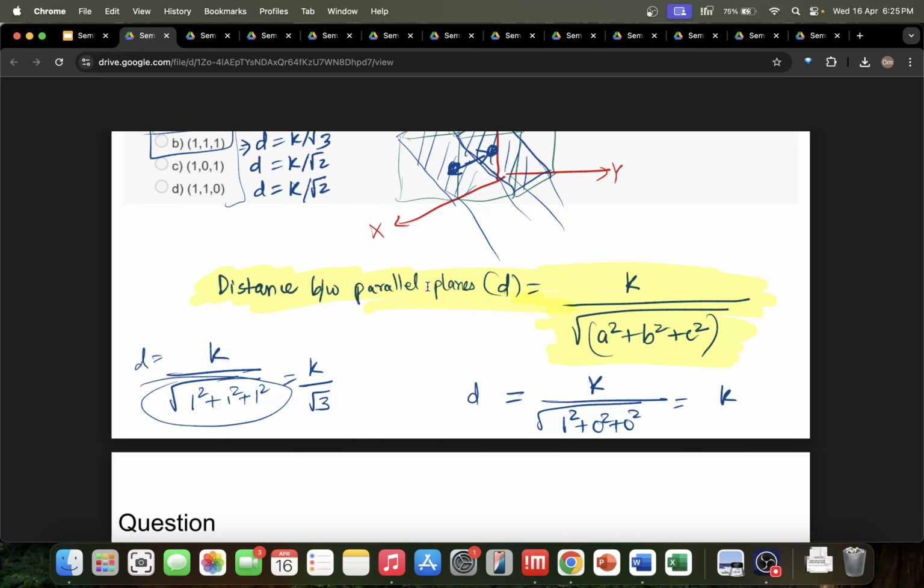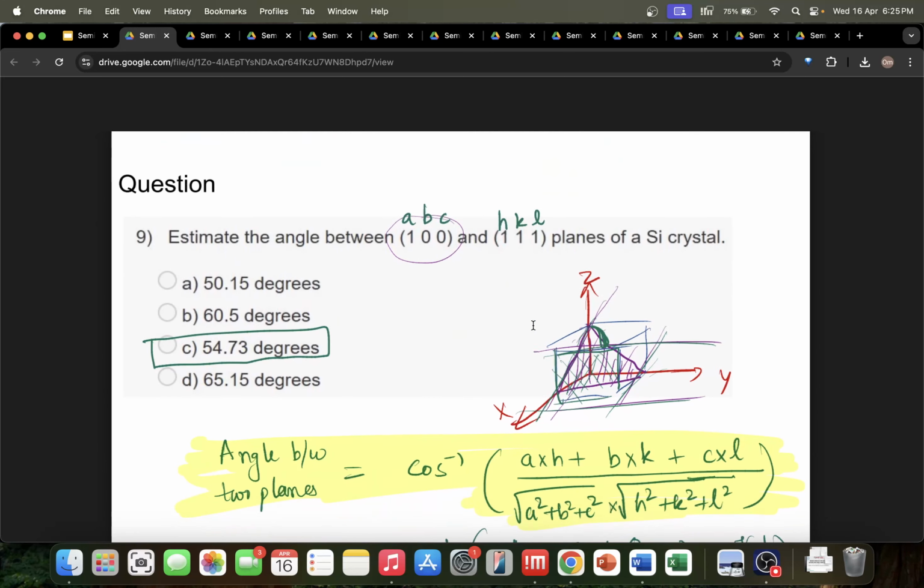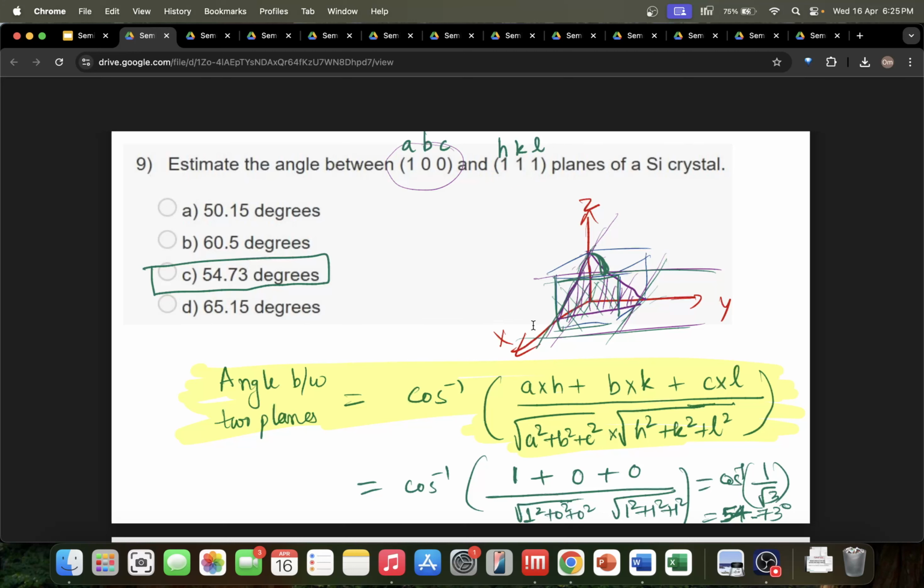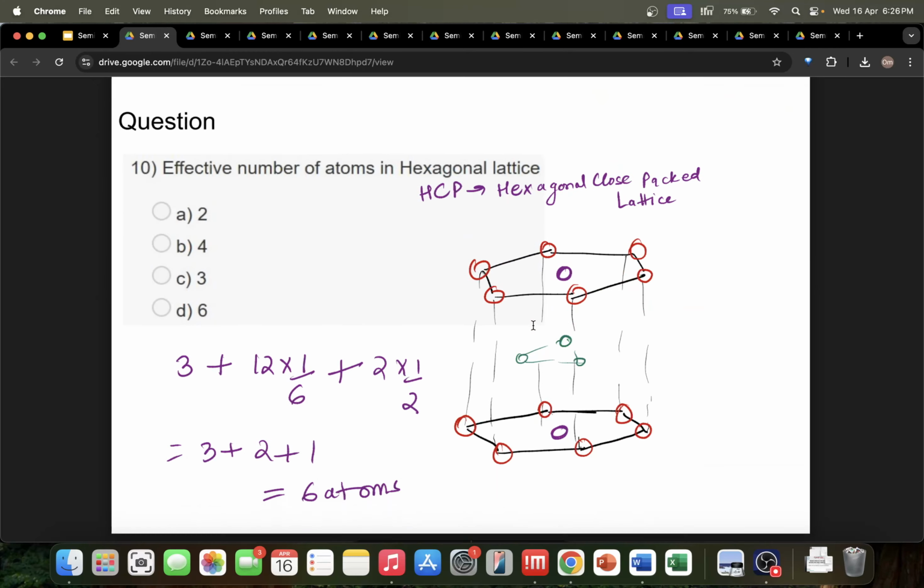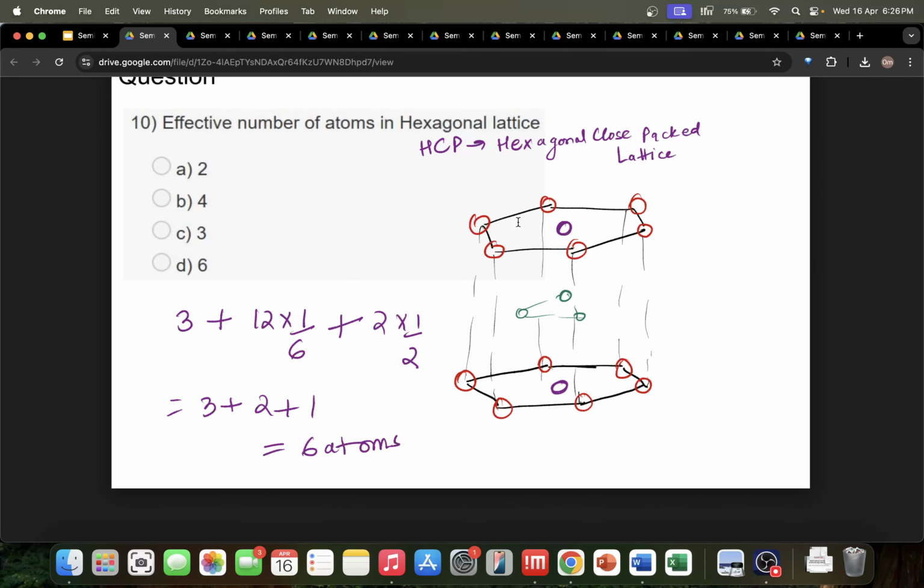These are more questions on Miller indices and distance between the planes. We did solve questions on estimating the angle between different planes of the silicon crystal. HCP is a very special kind of lattice, which has six atoms per unit cell. So we determined where these six atoms lie.